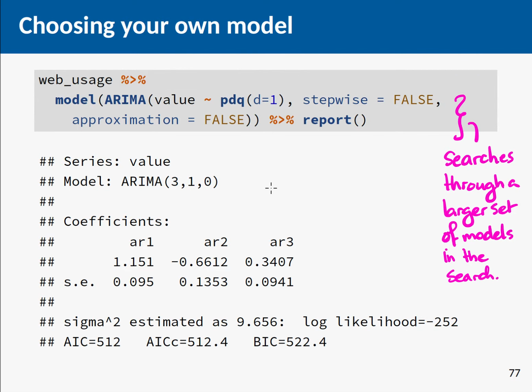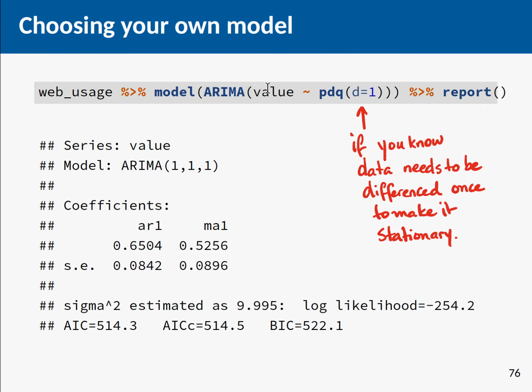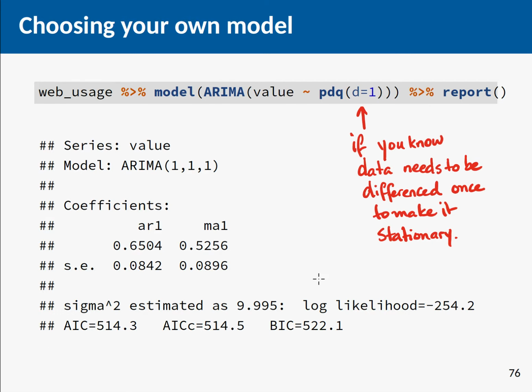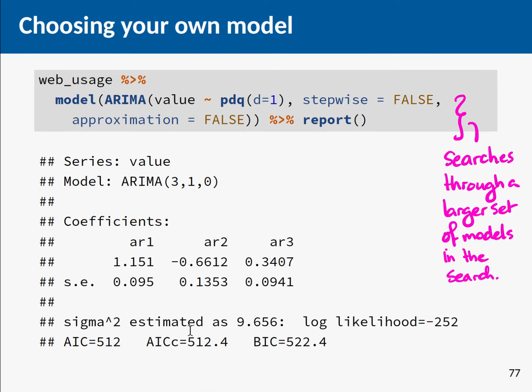Now, one thing to note is that this is a quick and dirty way of using ARIMA and using the automatic algorithm. If you want R to search through a larger set of models in the data, then you can add these two arguments called stepwise equals false and approximation equals false, and then report. What it does is it then reports a model which is 310, and the AICC is 512. In the earlier case, it was 514. So notice that the AICC is lower in this case.